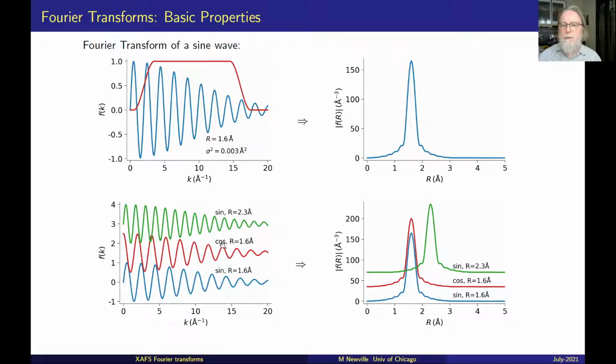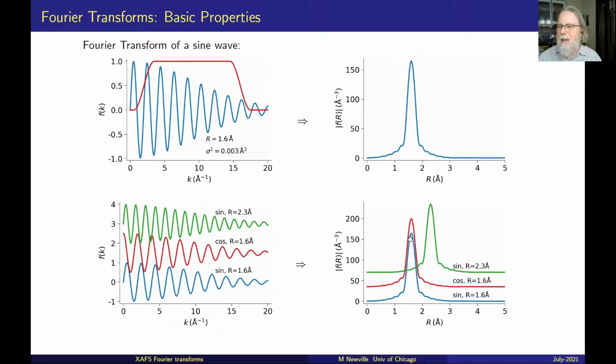If we look at a few different oscillatory functions, here's a sine wave with R of 1.6 angstroms and a cosine wave with R of 1.6, so that's just a phase shift. They look just out of phase. A sine function with an R distance of 2.3 angstroms has a higher frequency of oscillation. Higher frequency means further distance. So with that high frequency oscillation, there are more oscillations in 10 inverse angstroms, and that pushes the peak in R space out. These two now peak at 1.6 angstroms, and this peaks at 2.3 angstroms.